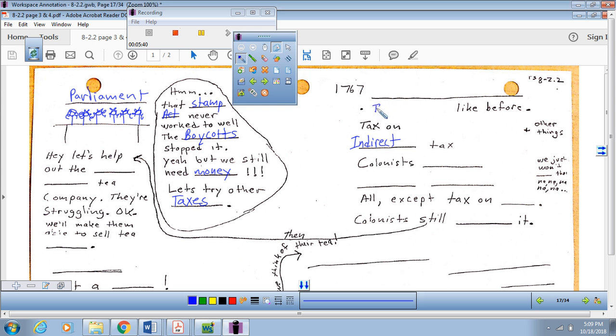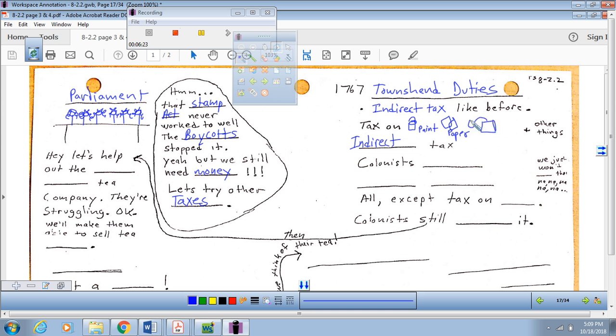Now, this indirect tax, which would raise the price of the colonists' goods, was paid by the merchants, so the colonists really didn't know what it was. It was called the Townshend duties. The Townshend duties were a tax on several things, but it was an indirect tax. One of those things was paint. Also, paper was taxed again, like before. Also there was a tax on tea.